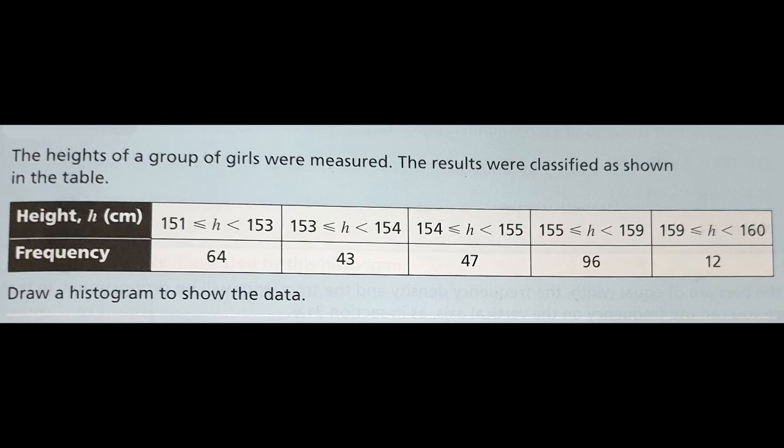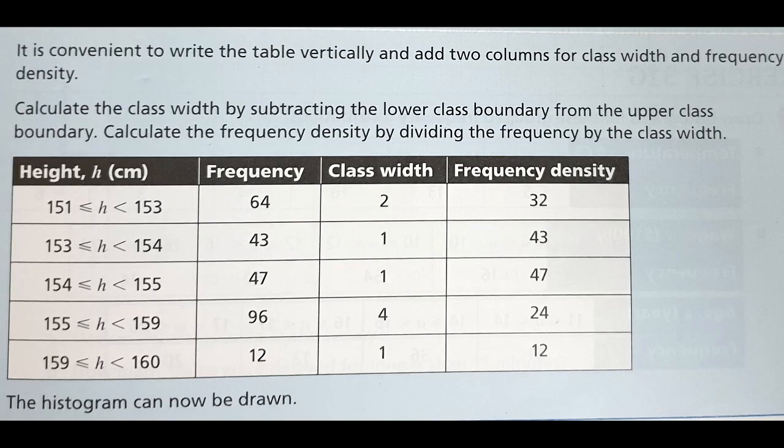When it is of different widths, we don't draw the bars directly. Instead, we use the formula frequency density. If we represent this information in the form of a table, we have the class intervals and then the frequency. The class width for the first one is 2, then the second and the third are 1, the fourth one is 4 and the fifth one is 1. Now we calculate the frequency density. Frequency density is frequency divided by the class width.